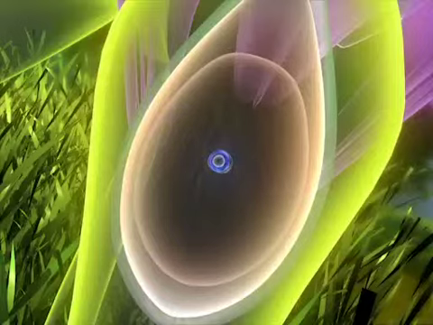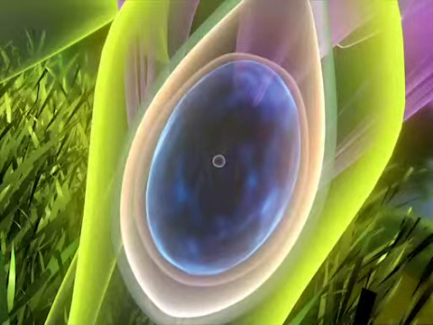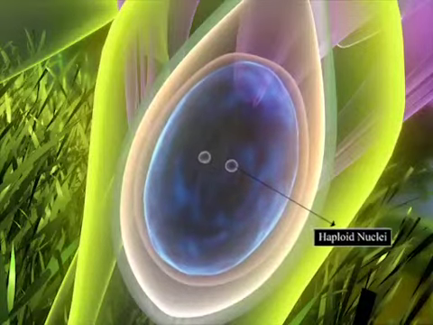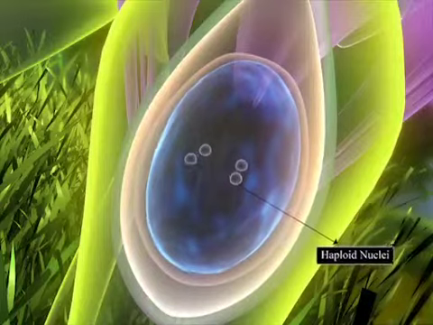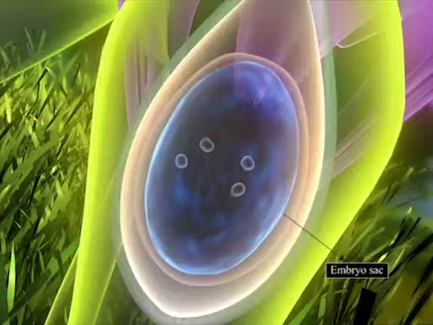This megaspore expands and undergoes 3 rounds of mitosis to form 8 haploid nuclei. The nuclei initially share the same cytoplasm. They are enclosed in a structure known as the embryo sac.